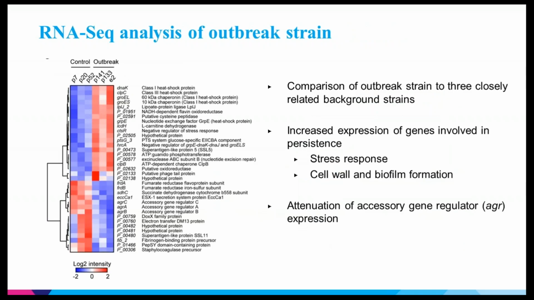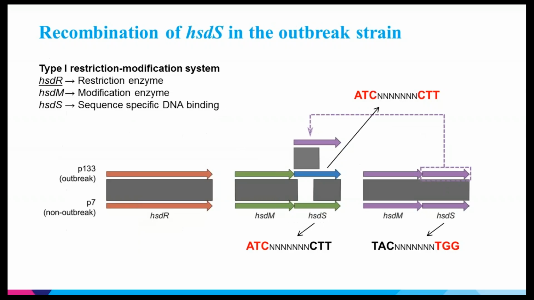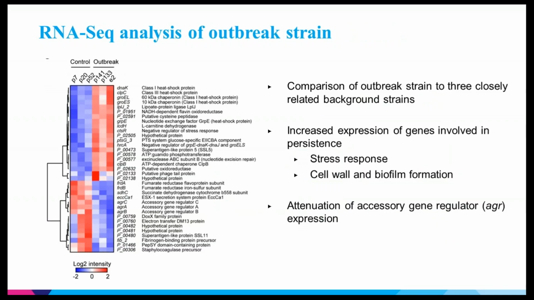And what we were interested in is, are these genetic changes and methylation changes causing any change in the behavior of the outbreak strain? So we performed RNA-Seq analysis as a readout of potential phenotype that could be associated with this. And we did this by comparing the outbreak strain to the 3 most closely related background strains that we observed in the hospital. So they share the same plasmid, but they didn't share some of the other genetic mutations, and they also didn't share the change in methylation profile.